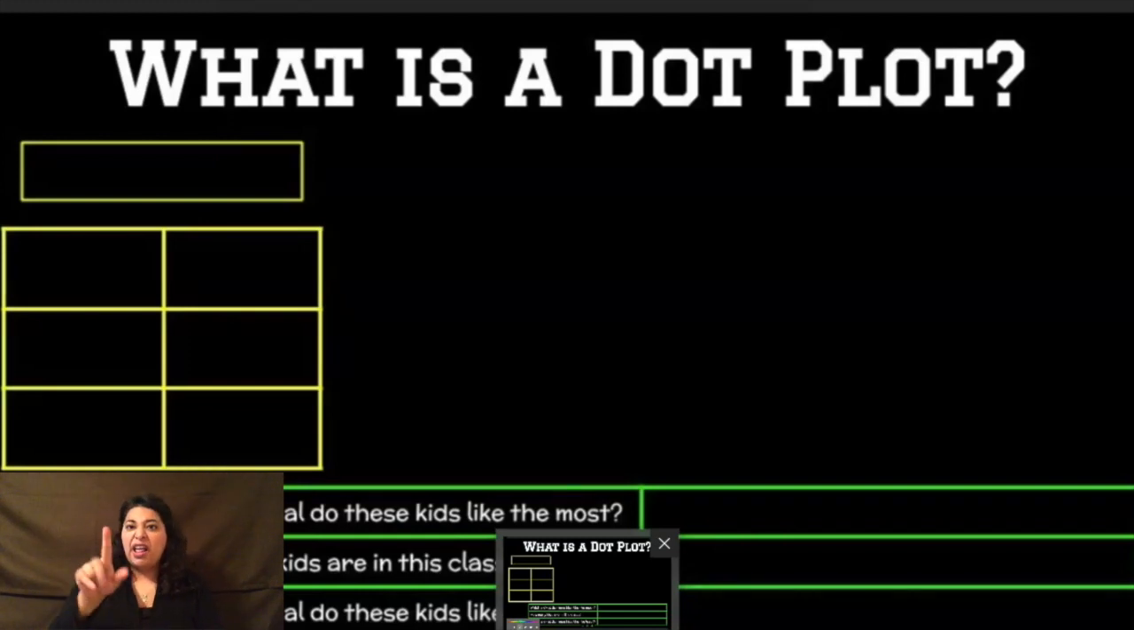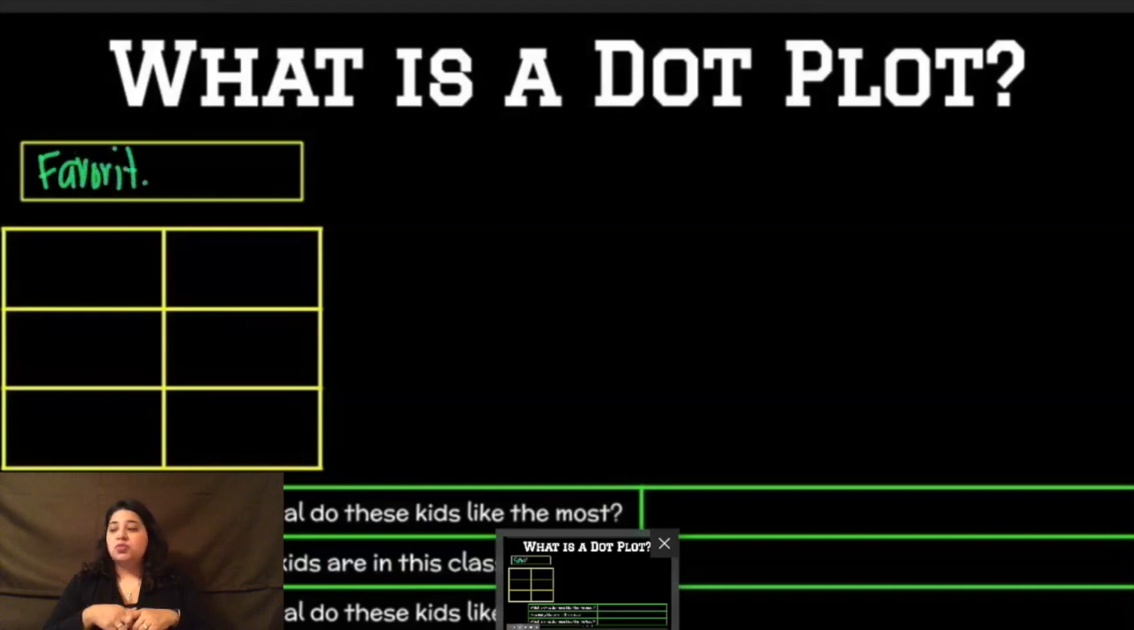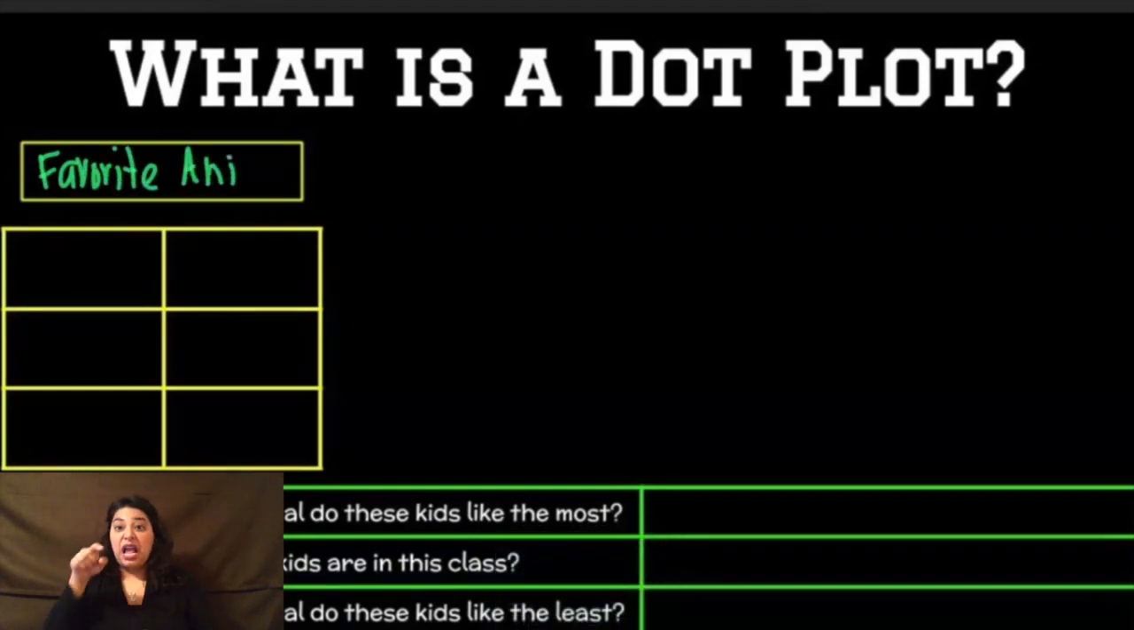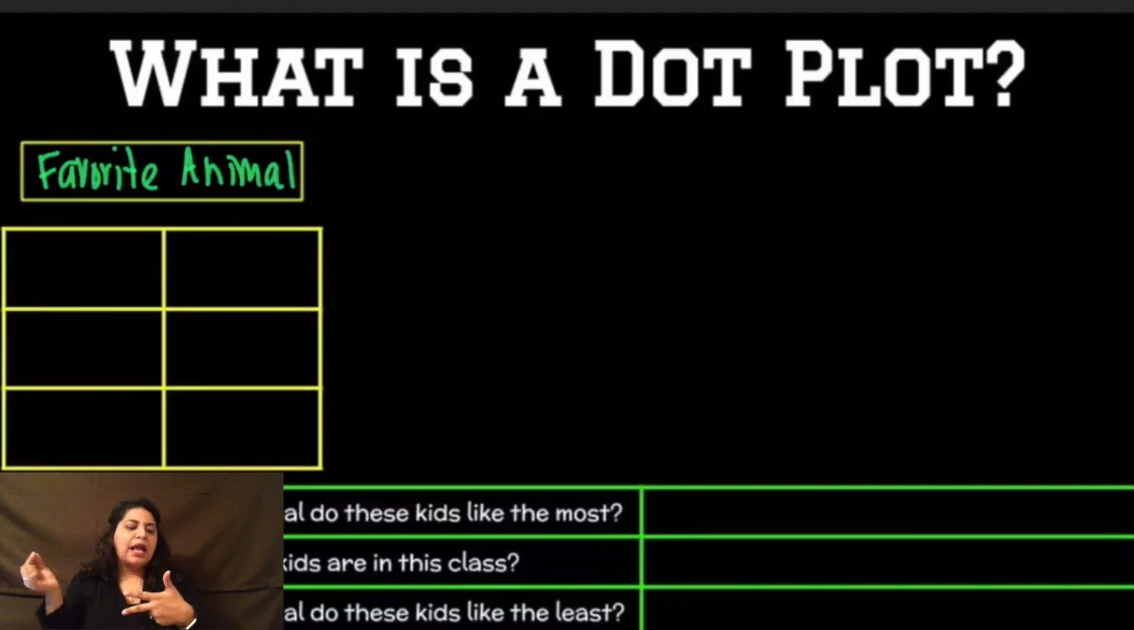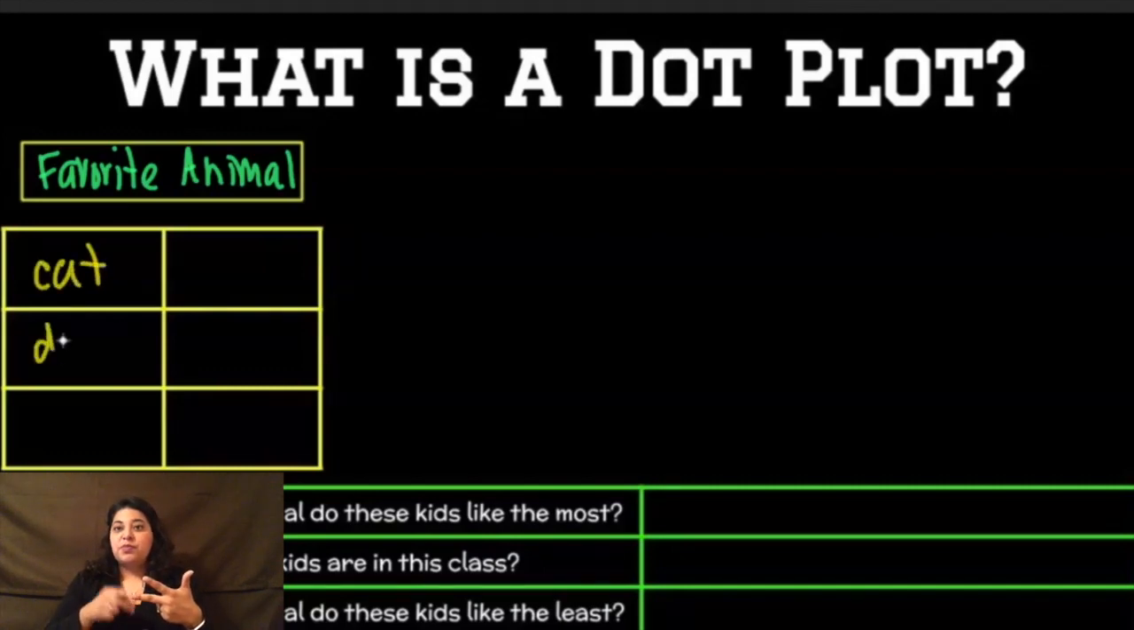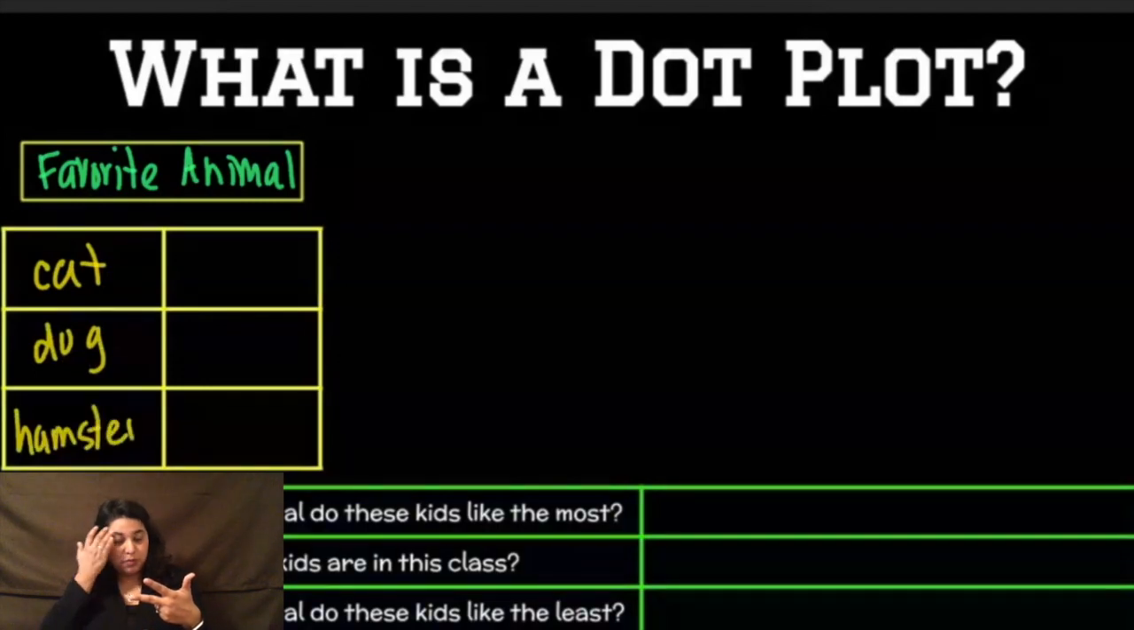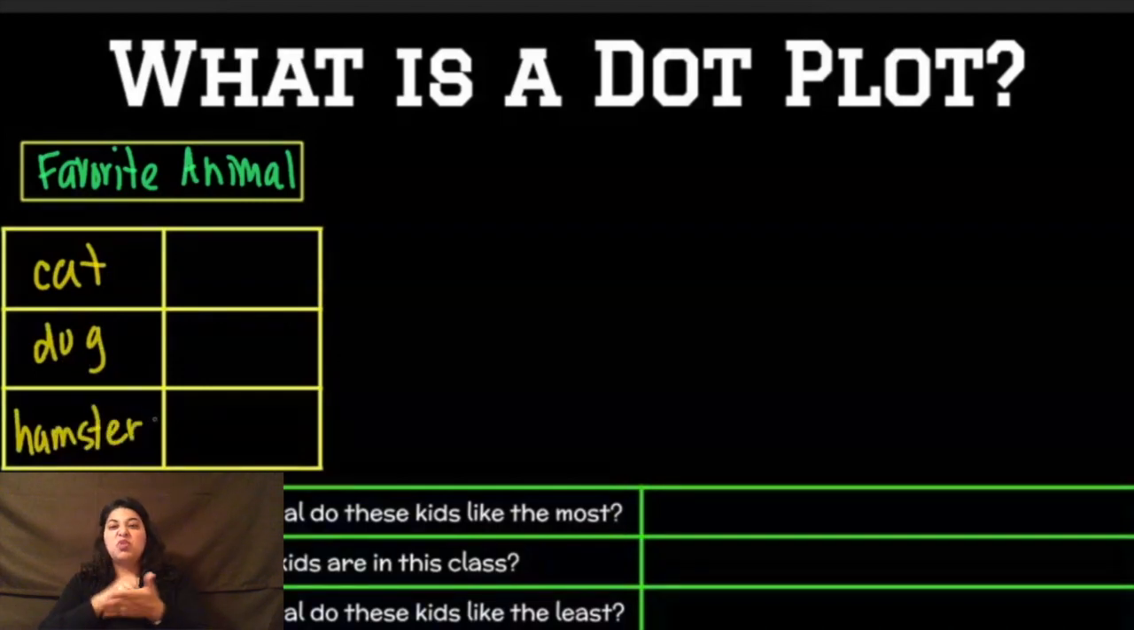Let's pretend that I interviewed or surveyed a third grade class about their favorite, let's go with animal. Okay, and this third grade class was only given 3 choices. Let's go cat, dog, and hamster, right? And let's go ahead and put together some data here.